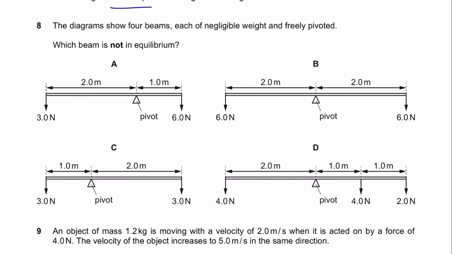Question 8. The diagrams show 4 beams, each of negligible weight and freely pivoted. Which beam is not in equilibrium?